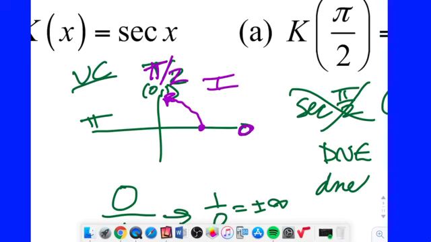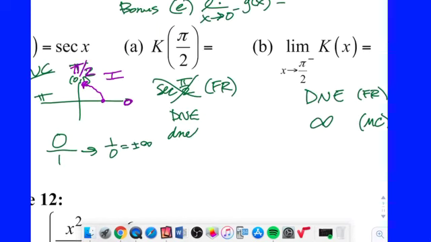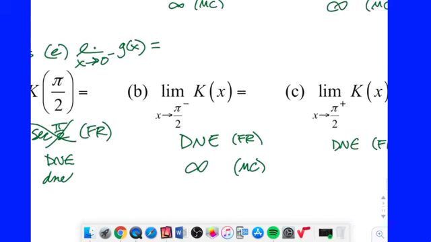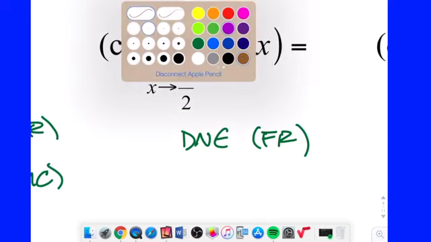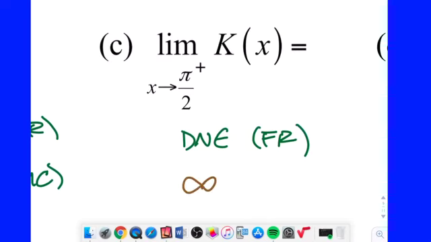And what do you know about the sign of secant and cosine in quadrant 1? It's positive everywhere in quadrant 1, right? Cosine and secant are positive. So it's going to be positive infinity from the left-hand side. I'll put a positive sign. And now we kind of have the way to do this. I know that there's a vertical asymptote. So from the right-hand side of pi halves, I know it's going to be some type of infinity.